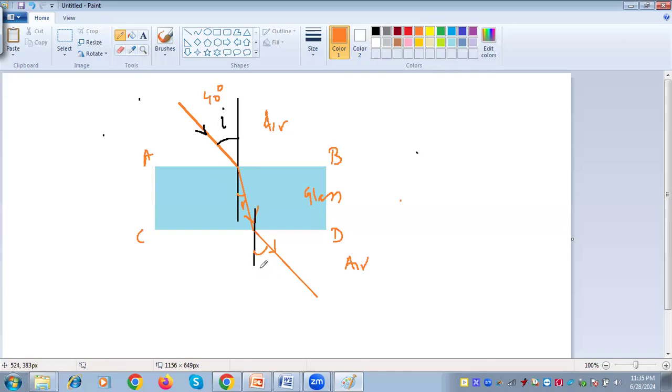Now remember, if this is, say, what could be this angle?